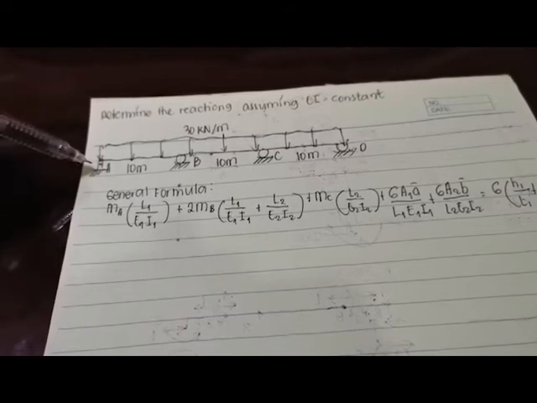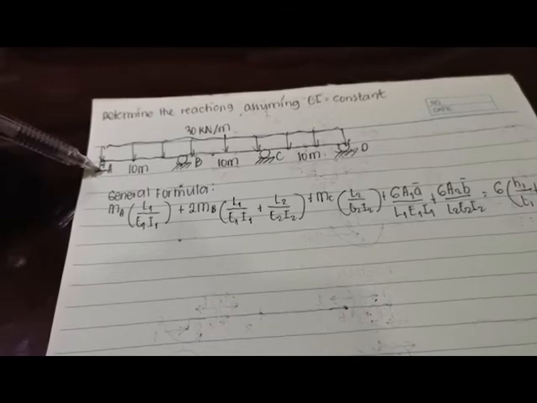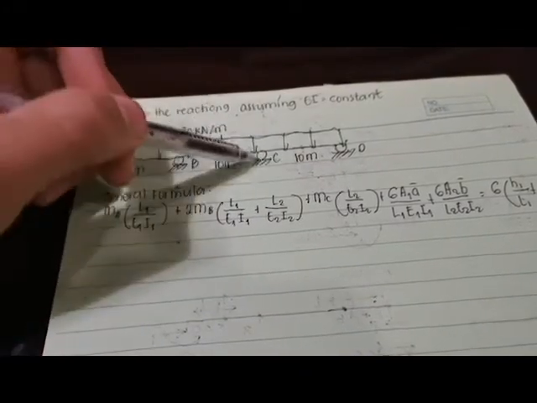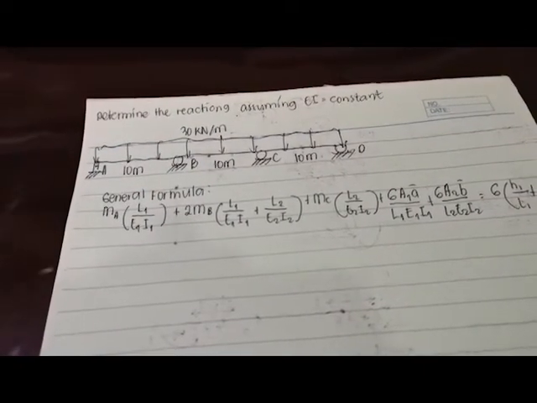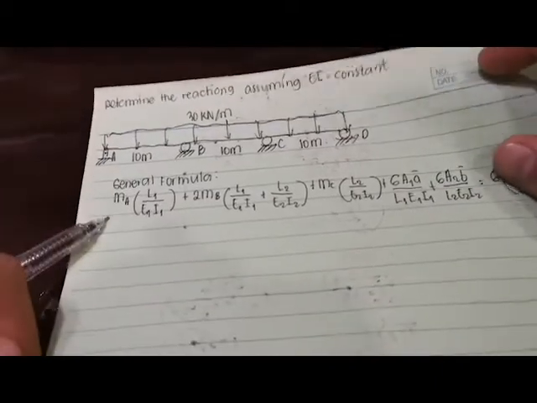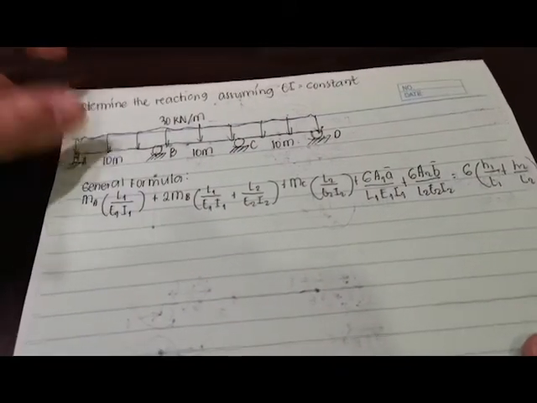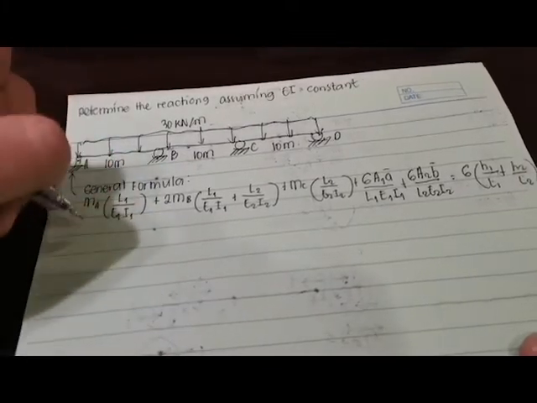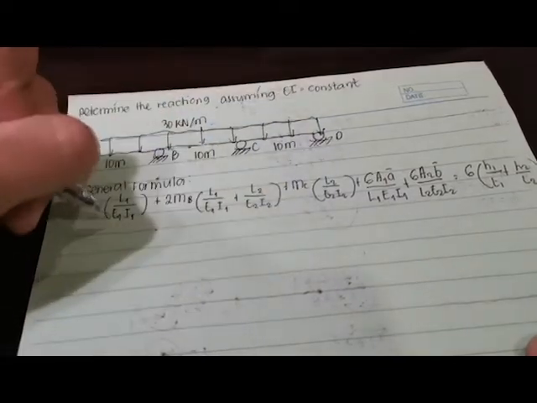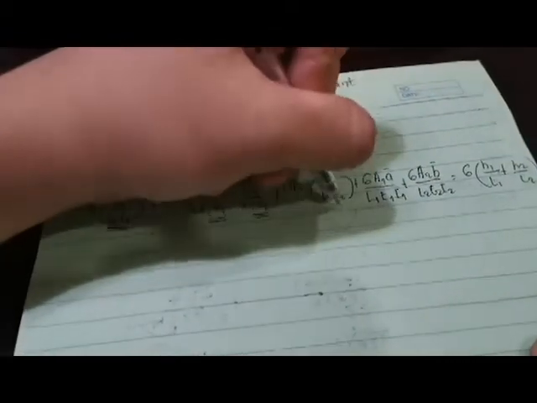Like in this one, we can do an equation for points A, B, and C, and for B, C, and D. Let's do the equation first. We have the general formula here, but let's apply the principles based on the given. Our EI is constant, so E1 is equal to E2, and I1 is equal to I2.